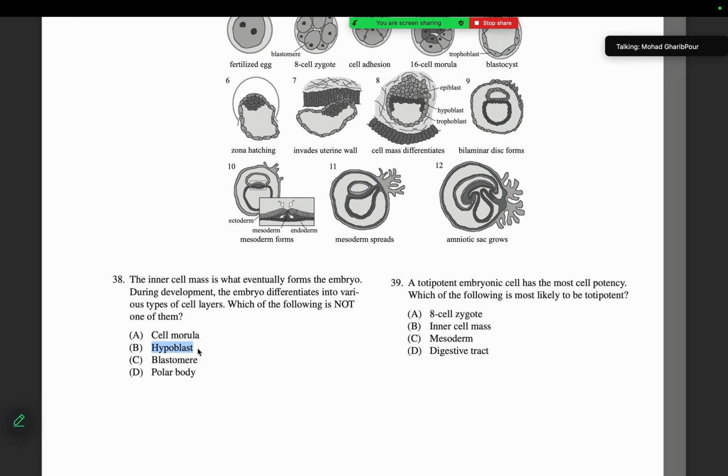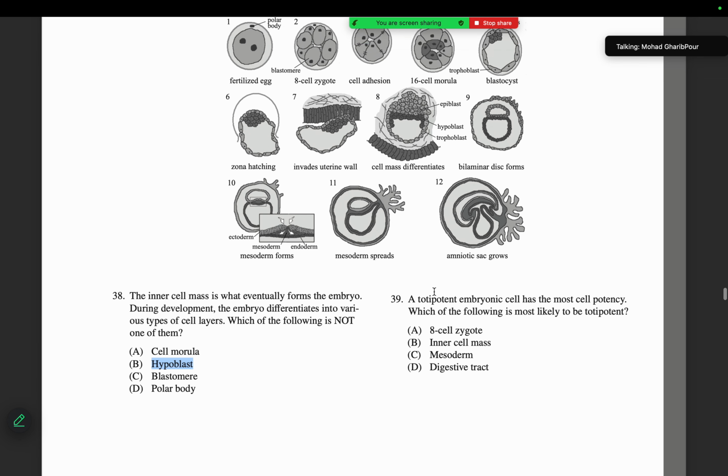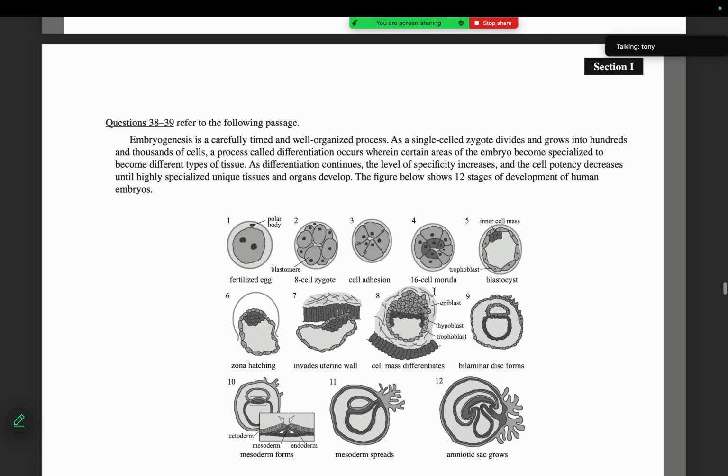So you haven't learned it, so I don't expect you to know that one. But the answer is B. Wait, do we have to know these? No. Okay, sounds good. I think they've removed all of this, right? It wasn't in your textbook. Yeah, okay. It was never mentioned.